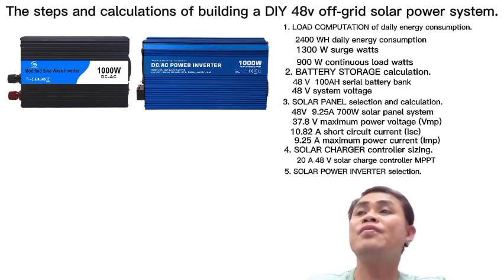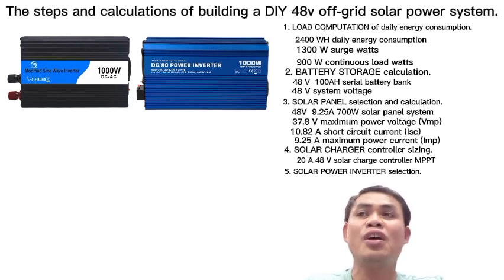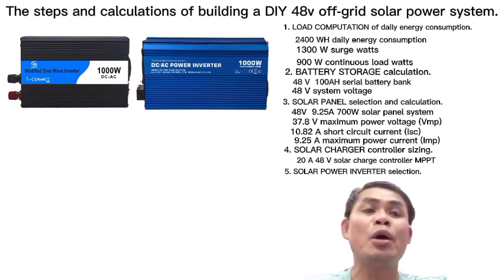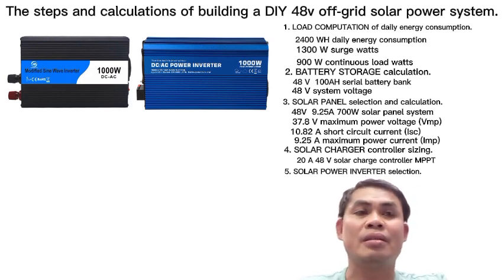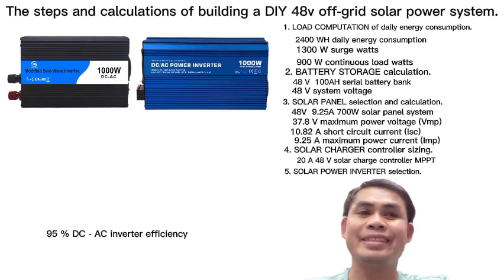We go now to step 5, solar power inverter selection. If you have a 48 DC volts load, you will not need this solar power inverter. But if you have 110 volts or 220 volts appliances, you will need a DC to AC solar power inverter. Remember that most DC to AC inverters have 95% efficiency.